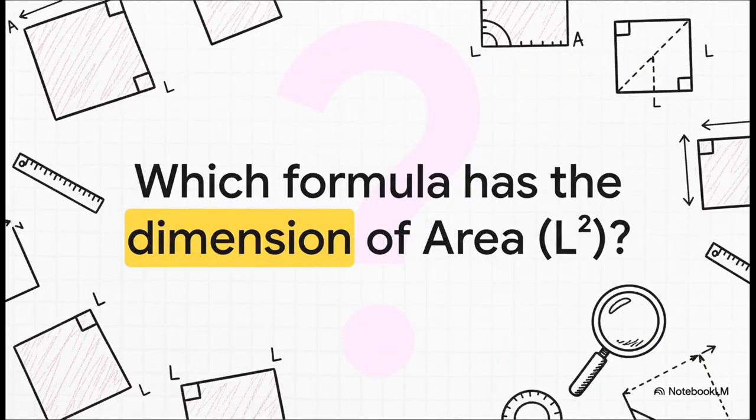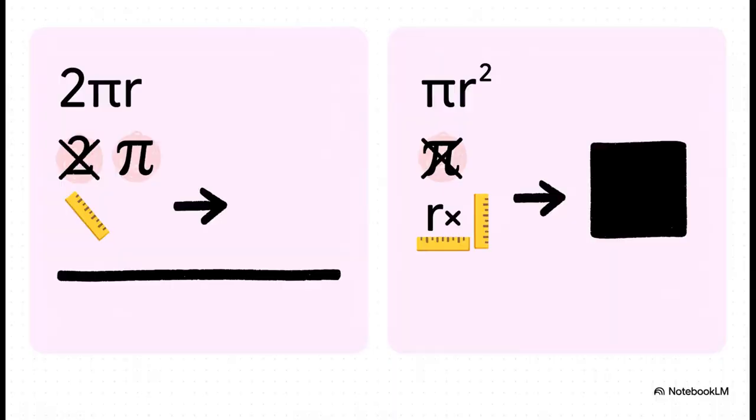Okay, enough theory. Let's take that rule and go back to our exam question. We are looking for the formula for area. And we now know that the dimension of any area in the universe must be length squared, or L squared. So which one of our formulas actually gives us that? Let's break them both down. On the left, we've got 2 pi r. Now the numbers 2 and pi, they're dimensionless. They're just pure numbers, so we can ignore them. The radius, r, well, that's a length, so its dimension is L.